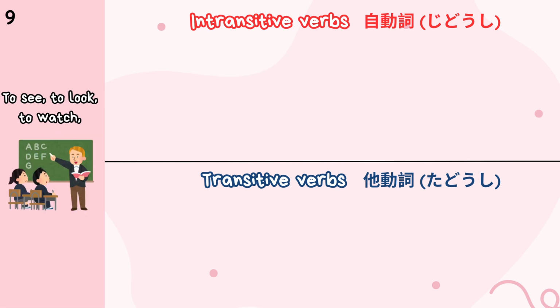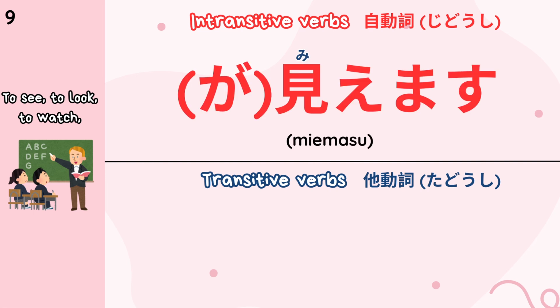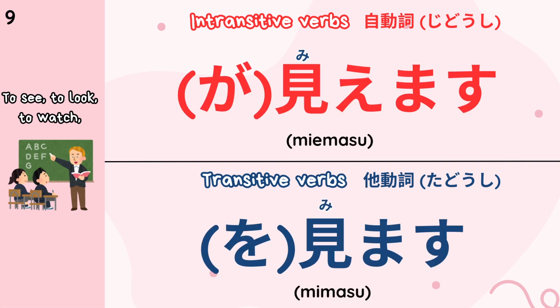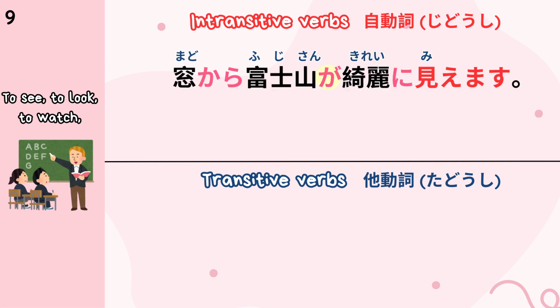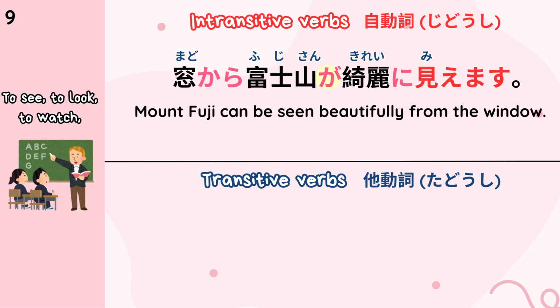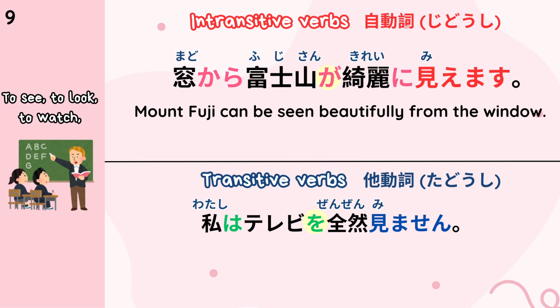To see, to look, to watch, が見えます。見えます。を見ます。見ます。窓から富士山がきれいに見えます。Mount Fuji can be seen beautifully from the window. 私はテレビを全然見ません。I don't watch television at all.